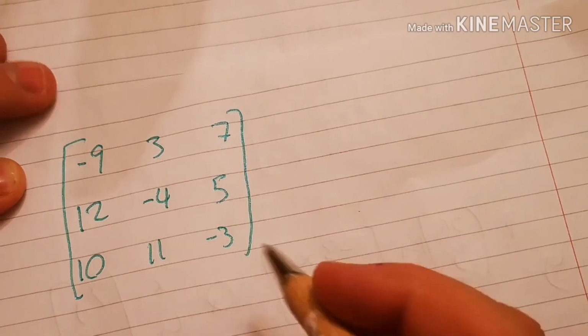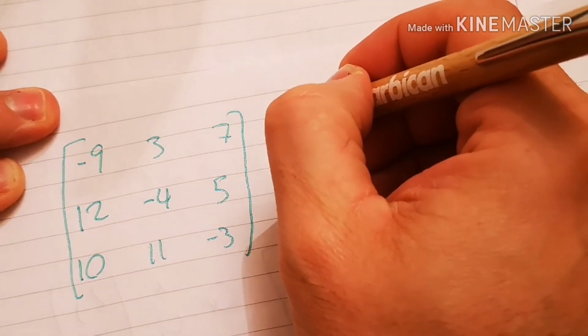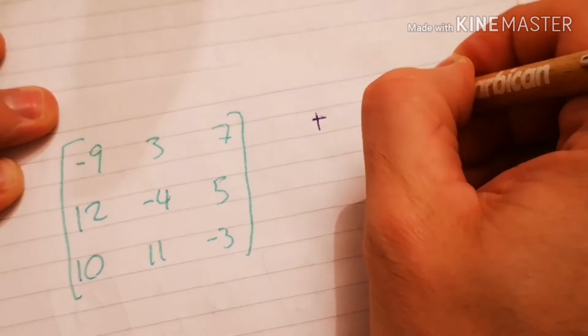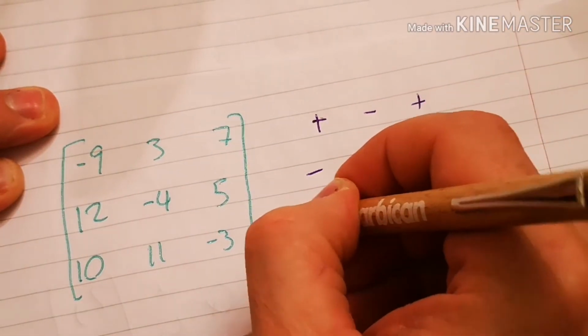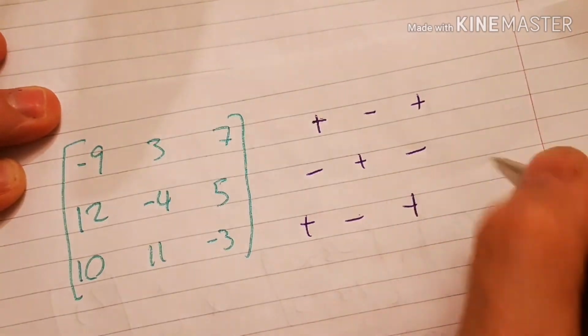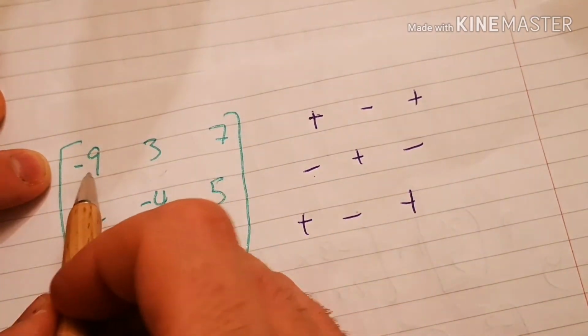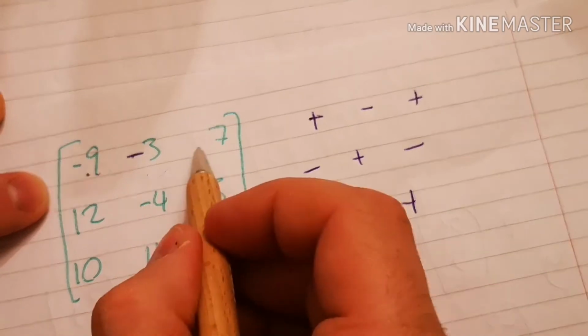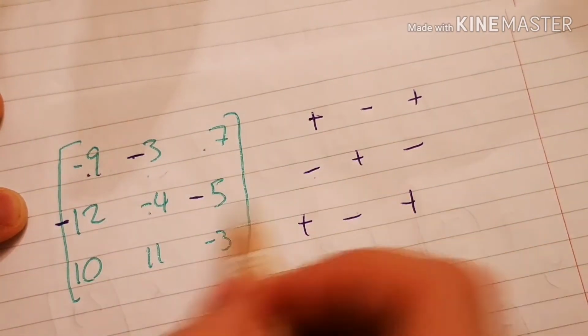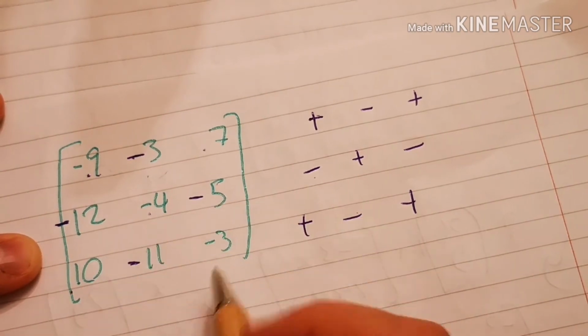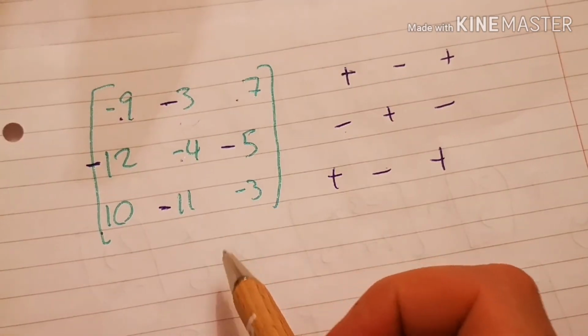Okay, I've just rewritten this because my working out is getting a bit messy. I need to apply the signs. It goes plus, minus, plus, minus, plus, minus, plus, minus, plus. So I need to change some of these signs around. That stays the same, this one changes to a minus. That stays the same, this changes to a minus, that stays the same, this changes to a minus, that stays the same.